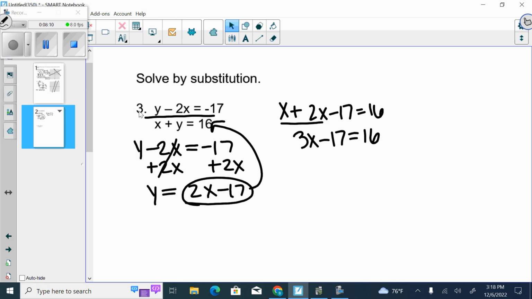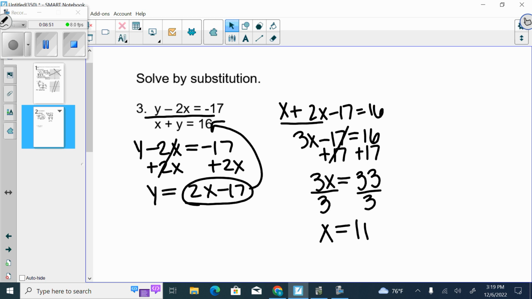Okay. All right, so then what should we do? Add 17. All right, and what is 16 plus 17? 33. Okay. And then what should we do? Divide. We end up with x is 11.